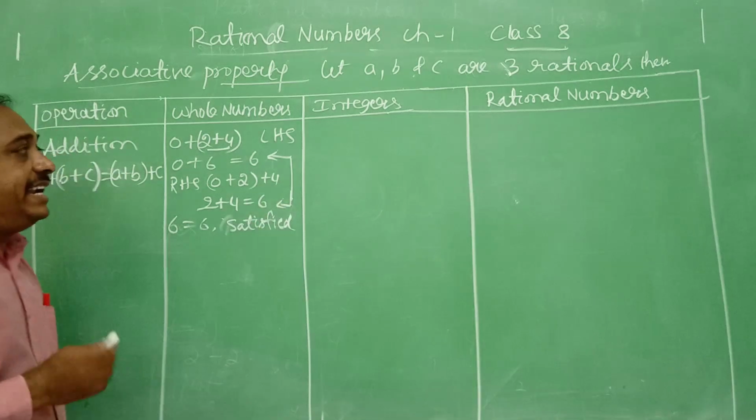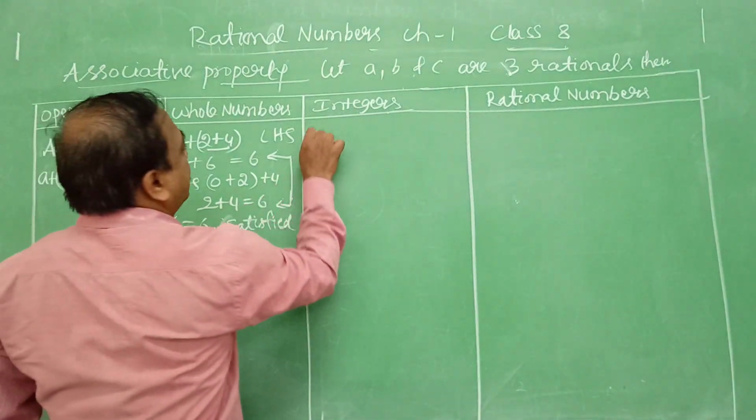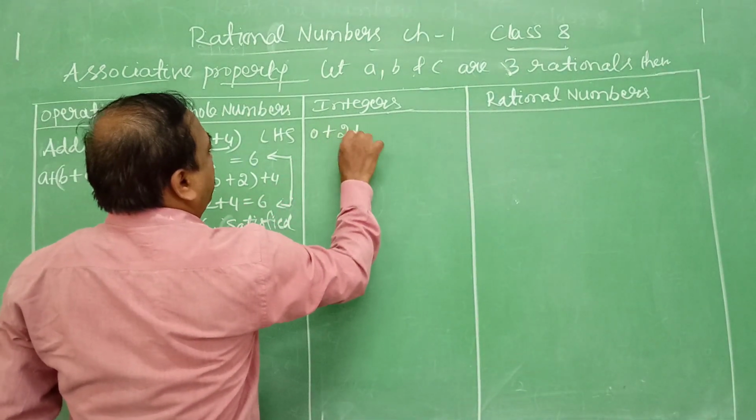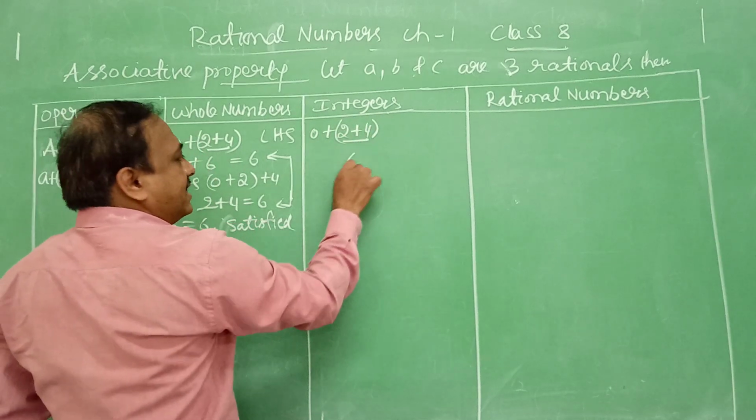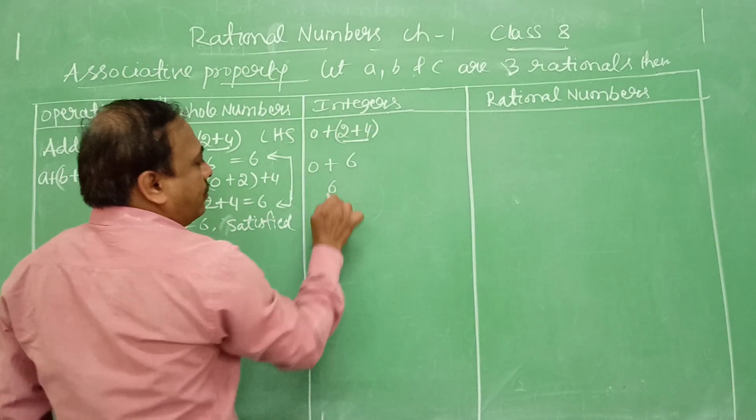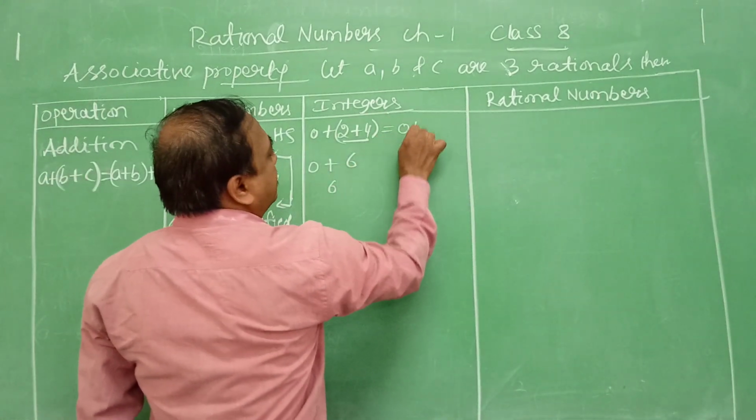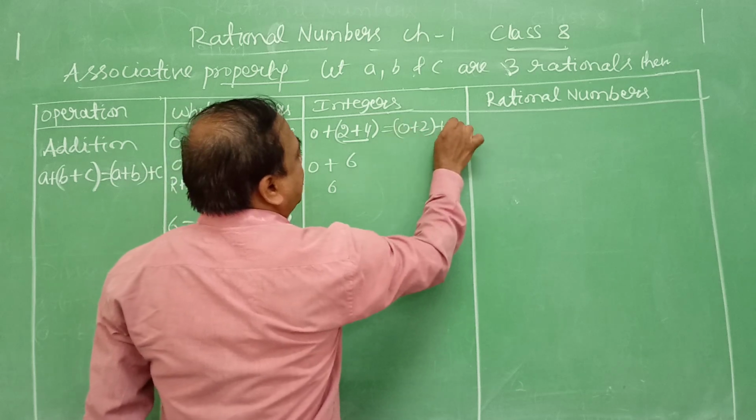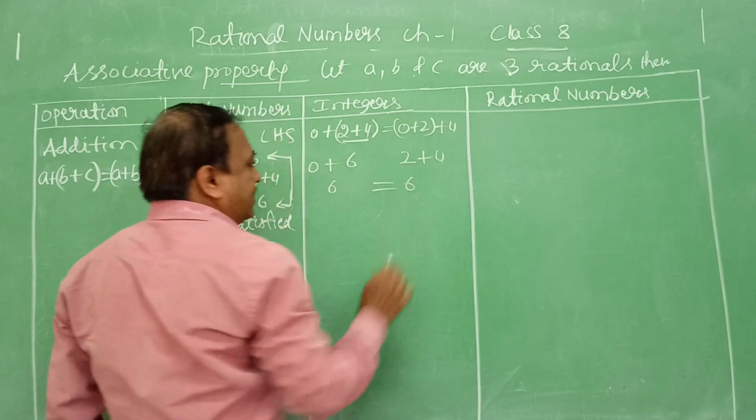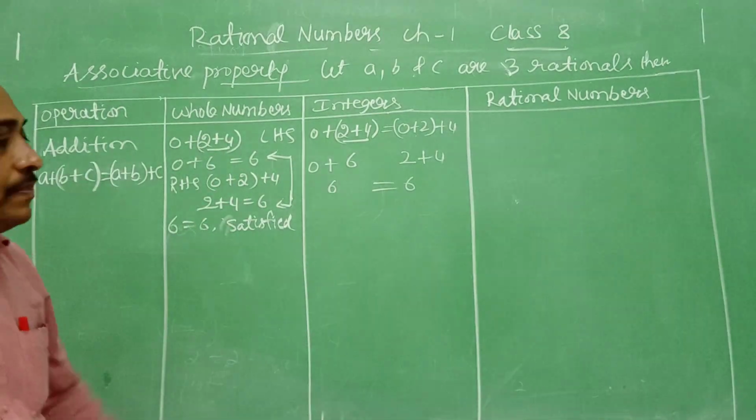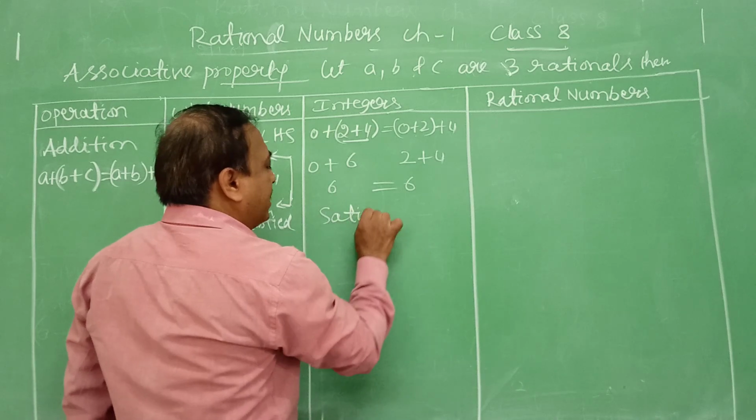Next, integers. The same numbers you can take for integers also. That is 0 plus (2 plus 4), bracket for these two. 2 plus 4 is 6, and 0 plus 6 is equal to 6. So we got the LHS. We check the RHS: (0 plus 2) plus 4. 0 plus 2 is 2, and 2 plus 4 is equal to 6. So 6 is equal to 6. It is satisfied.